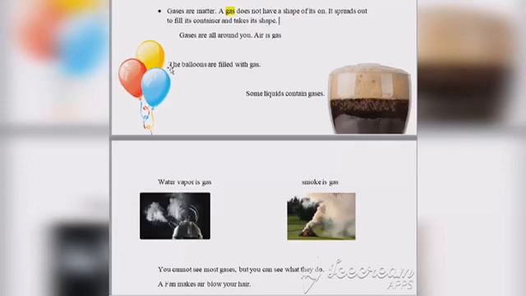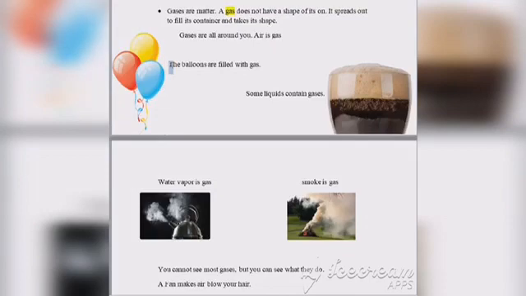For example, these balloons here, the balloons are filled with gas. The balloons are filled with what? With gas. These balloons, they are filled with gas.